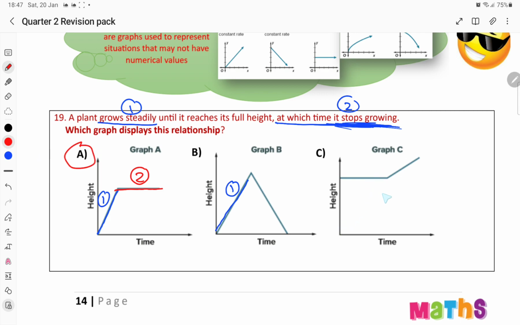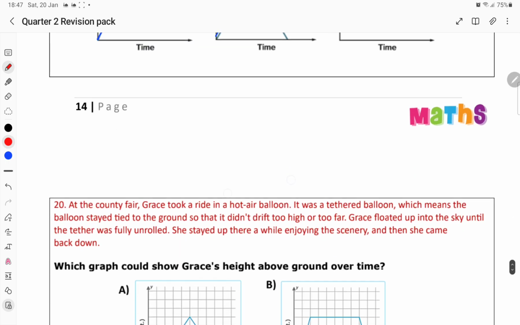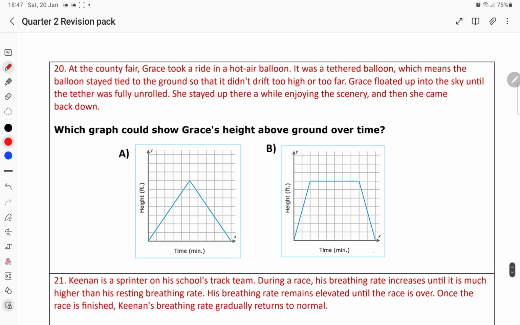This one, does it have growing? No, it doesn't have step 1 either. Question 20. At the county fair, Grace took a ride in a hot air balloon. It was a tethered balloon, which means that the balloon stayed tied to the ground, so it didn't drift too high or too far. Grace floated up into the sky until the tether was fully unrolled.